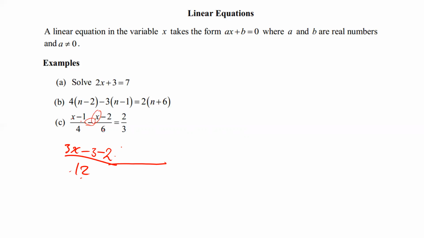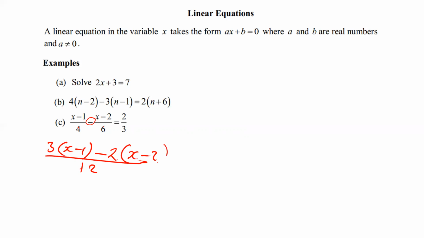Okay, let me put 2 here, and then I'll put x minus 2 in brackets. Well, let me do the same even for the first one. So I said the common denominator is 12. 4 into 12, the answer is 3. Open brackets, we have x minus 1 there. Then we put this minus there in between. Then we say 6 into 12, the answer is 2. Open brackets, we have x minus 2 there, which is this part. Then we say this is equal to 2 over 3. Okay. So from there, we can open the brackets.